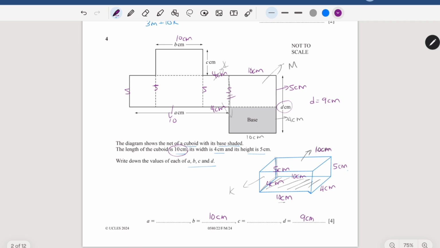Okay, so now let's look at this part over here on top. This part I label as L.